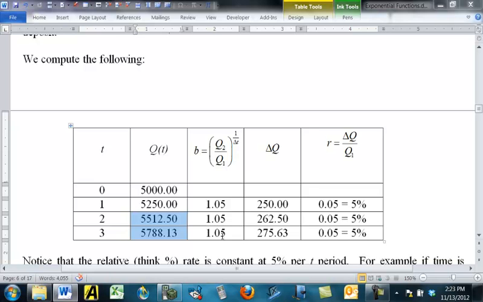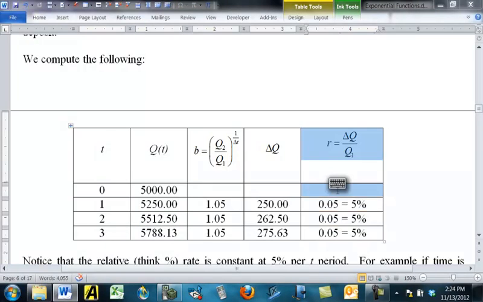Now let's figure out what the relative rate is. So the relative rate is we take the amount of change, 250, and divide it by the initial amount at the beginning of that year. So we're taking 250 divided by 5,000, and that turns out to be 0.05 or 5%. The next time we take the $262.50 and divide it not by 5,000, but rather by what it was at the beginning of that year, 5,250. And again, that turns out to be 5%. And the last one, we divide $275.63 by $5,512.50 because that was the beginning of that year's amount. And again, you get 5%.